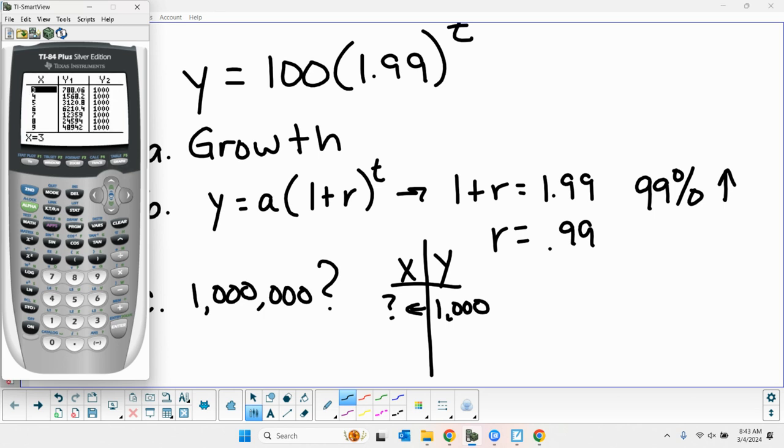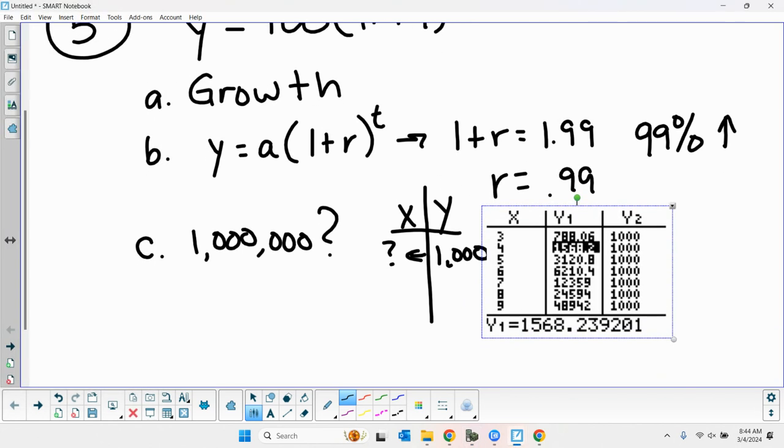So hit second graph for table. And again, I'm looking in the Y1 column for 1,000. All right. Well, there's 788. And then the next one is 1,568. So it's between 3 and 4 hours, right? And there's kind of a big jump there. Okay. So here's the 788 and here's the 1,568. So 1,000 is somewhere in between there. So it's between 3 and 4 hours.